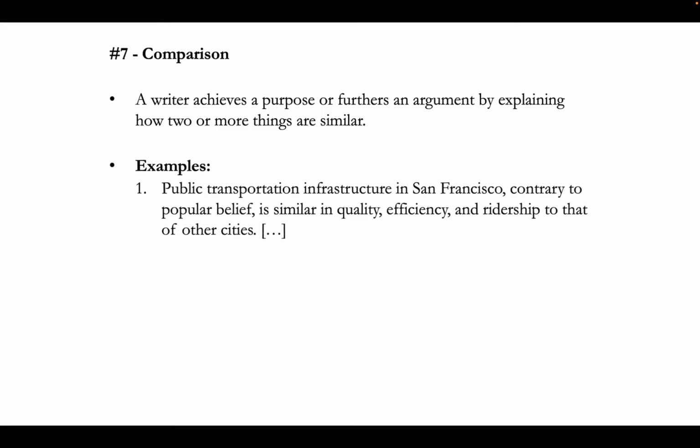Some examples. Public transportation infrastructure in San Francisco, contrary to popular belief, is similar in quality, efficiency, and ridership to that of other cities. Someone would go on to then support this claim by talking about why it's similar in quality to, say, Paris or Washington, D.C., how it's similar in efficiency, and how it's similar in ridership. It would be a discussion of similarities. That is what would make it comparison.